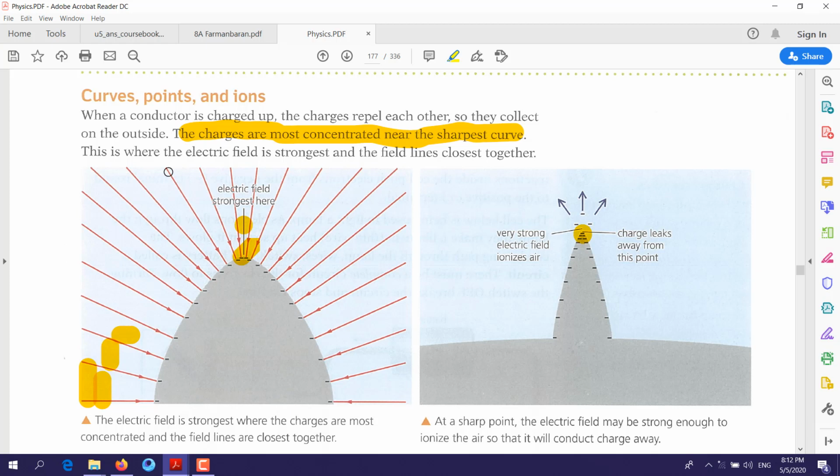At which point? Your answer will be at the sharp end of this conductor. Now, the electric field, it's written the electric field is strongest at this point. The same thing is here. Also, if you have a question asking where the electric field will be the strongest, you should point at this part. Why? Because this part has a sharp edge.